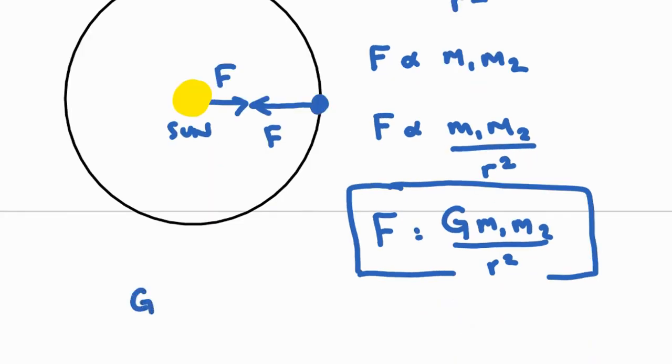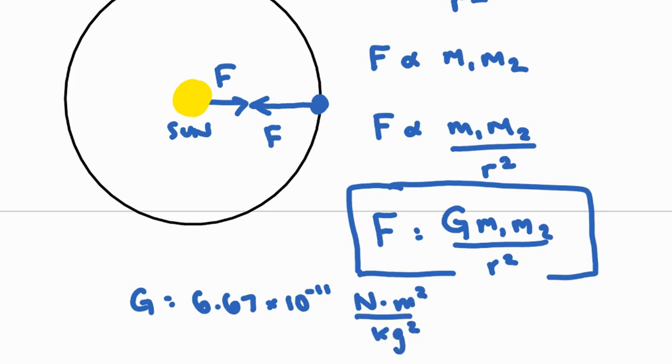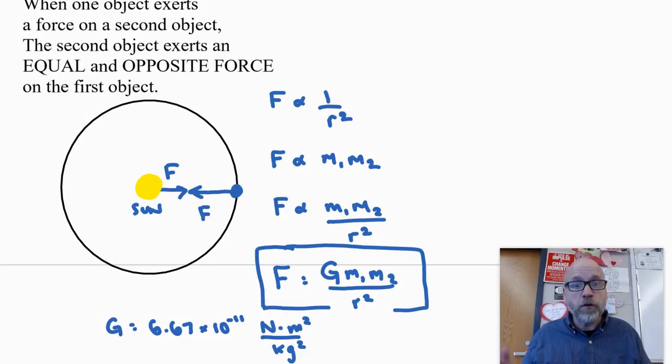Just so you know, G is a value that's been determined to be 6.67 times 10 to the negative 11 Newton meters squared per kilogram squared. We'll come back to it. No need to stress, it's just a constant. A universal constant. Everywhere, it's the same.